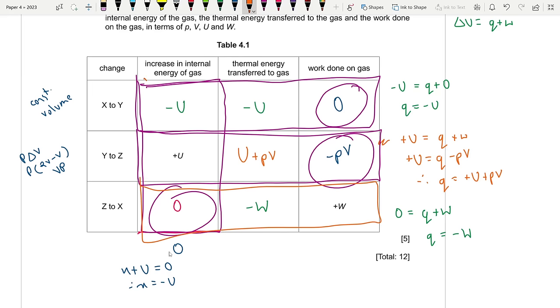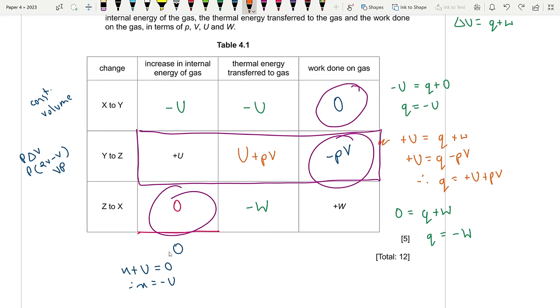How? For the one above, I used minus U plus Q is equal to zero. So, sorry, minus U is equal to Q plus zero. So Q is equal to minus U. And for the one below, how did I find out the minus W over there? Zero is equal to plus W plus Q. So Q has to be equal to minus W. So that is how it was done.